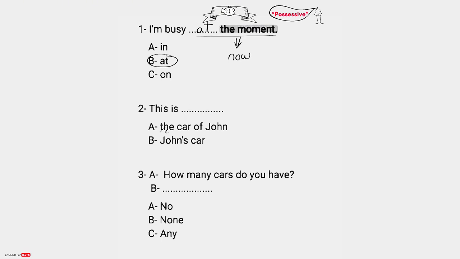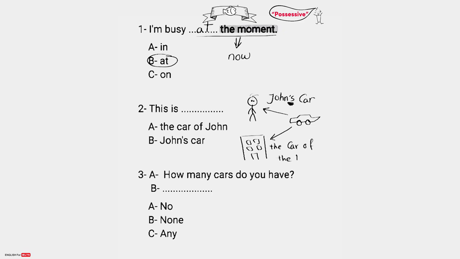This is blank, the car of John or John's car. Let me show you something. This is the car and it belongs to John. John is a person, right? So we use John's car with apostrophe S here. But if the car belongs to a thing, not a person, like for example, a house, we say the car of the house. So again, it's about the owner. If the owner is a person, write the name with apostrophe S like this. If the owner is a thing, use this structure, the car of the house. So John's with apostrophe S here is the correct answer.